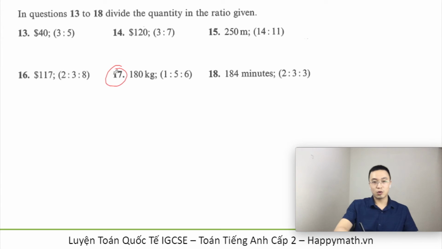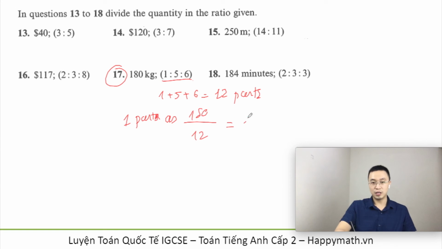Question 17. You have three quantities in the ratio 1, 5, 6. The total of them is 1 part plus 5 parts plus 6 parts, equal to 12 parts. And 180 kilograms corresponds to the 12 parts. So how about 1 part? 1 part is 180 divided by 12, which is 15 kilograms. Okay, so how about 5 parts?